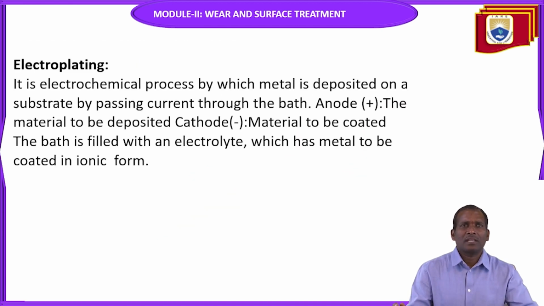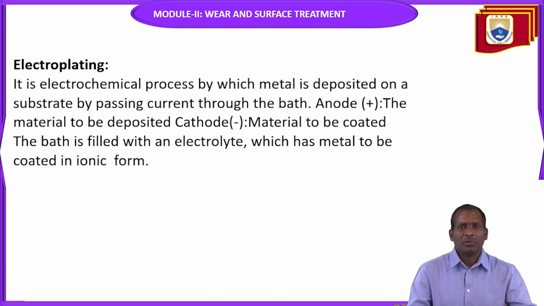And some other methods are there. In this, the first one is the electroplating treatment. It is basically an electrochemical process in which metal is deposited on a substrate by passing current through the bath, that is, the electrolyte bath. Due to the chemical reaction between an anode and a cathode, some amount of metal is deposited on the substrate.